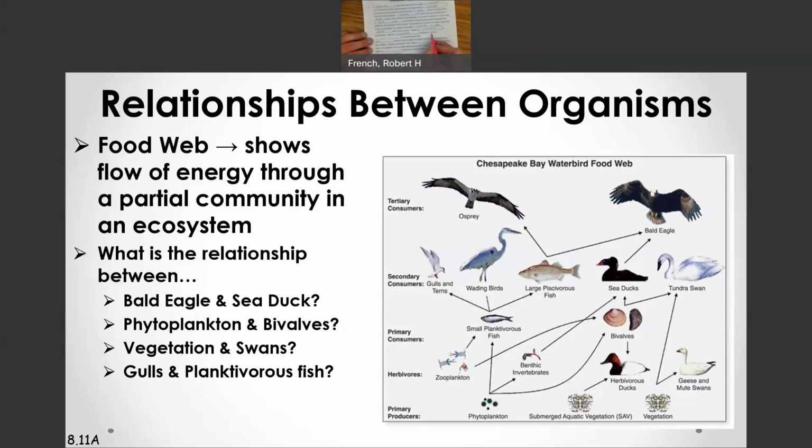Yes, Daniel? Yeah, so as humans, we're omnivores. So we're consumers, we're predators. But you know, since we eat vegetation, we're not exclusively carnivores. Gulls are blank of small planktivorous fish. Where are the gulls? There they are. They're consumers or predators. I'll say consumers. All right. I'm going to keep going.